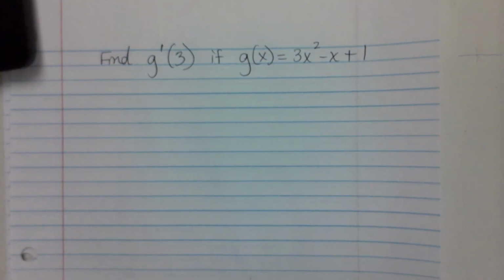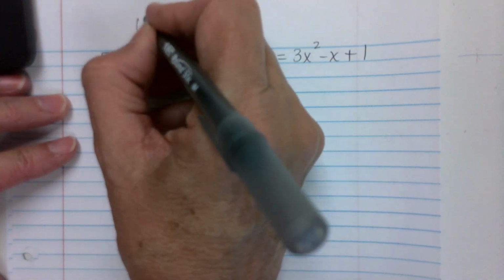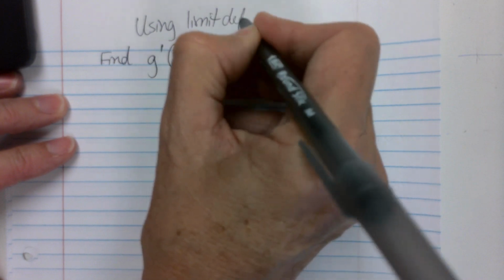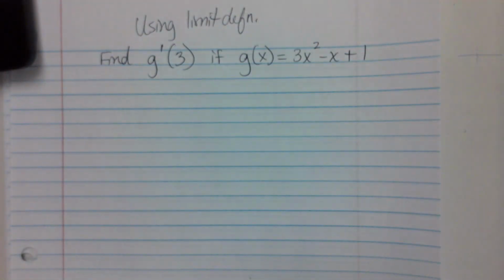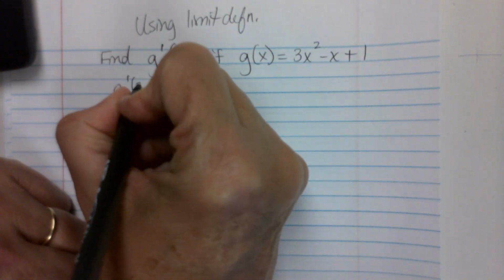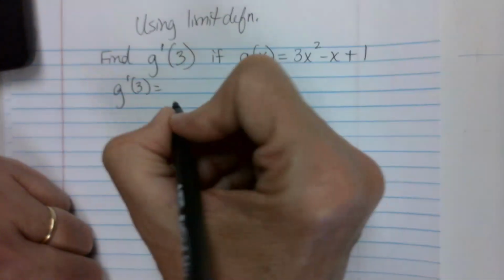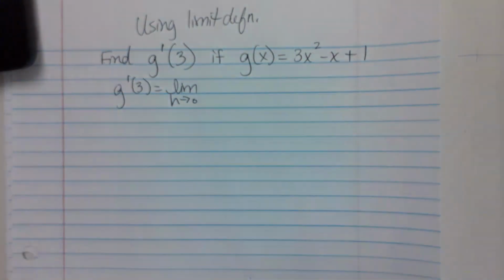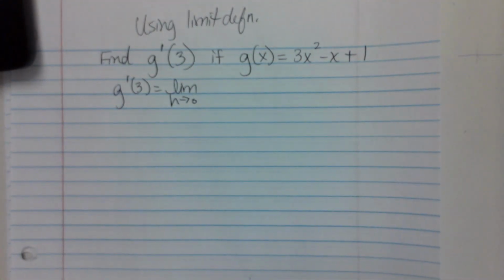It's moldy. All right, find g prime of 3 if g of x equals that, and this is not the alternative definition, just using the limit definition. So, what shall we write down for our formula? I'll start you. Limit as h approaches 0.